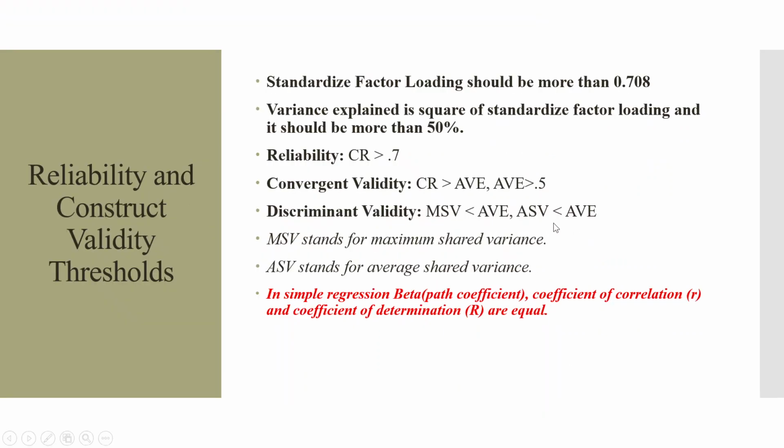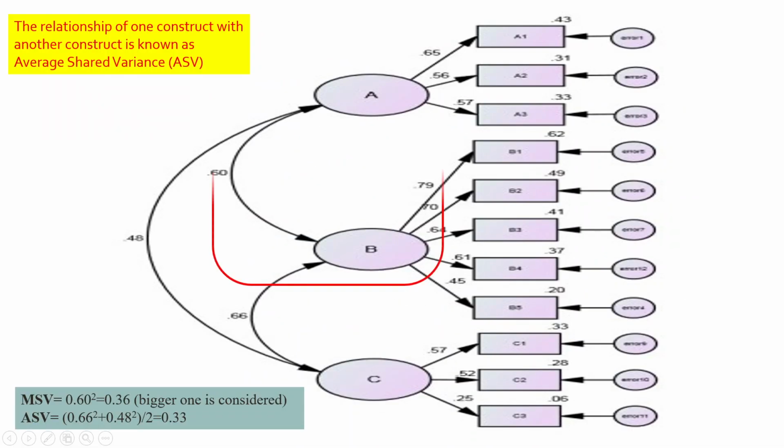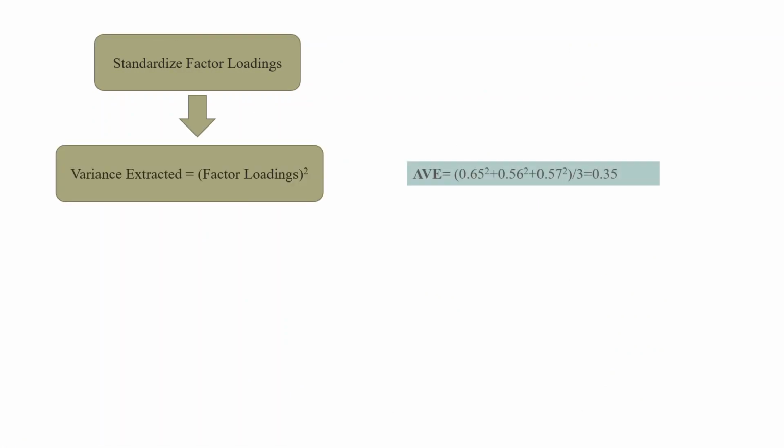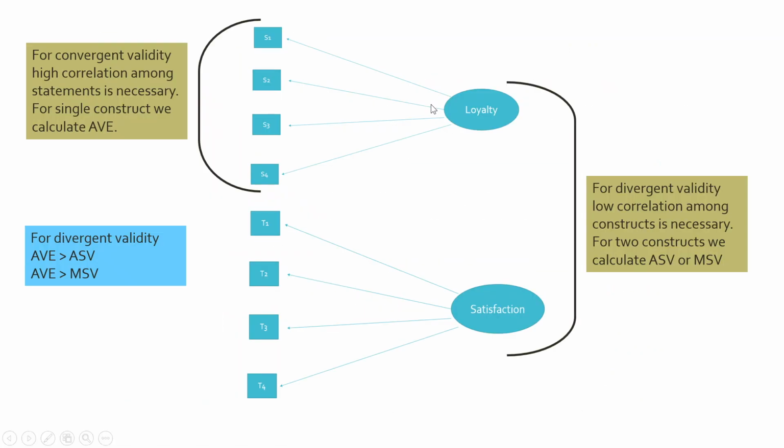So for establishing discriminant validity, maximum shared variance should be less than average variance extracted, and average shared variance should be less than average variance extracted. It is very simple why we have to satisfy this equation. Let's go back. What we want is that this figure, the figure of AVE, should be more than this figure, that is the average shared variance and maximum shared variance.